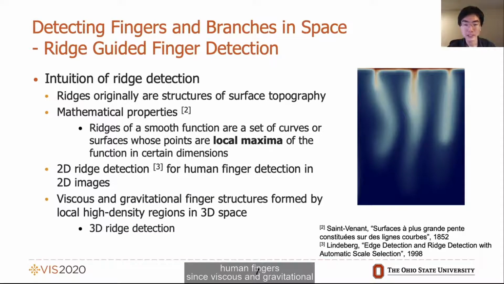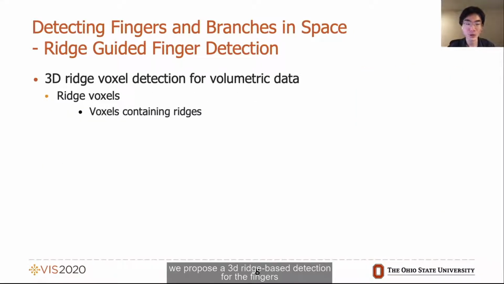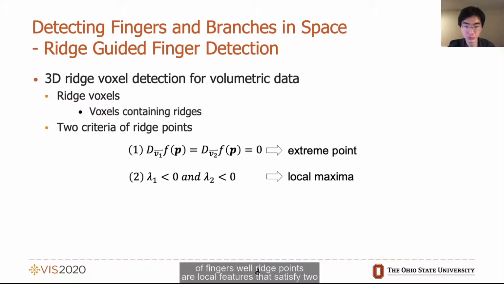Since viscous and gravitational finger structures are local high-density regions in 3D space, we propose a 3D ridge-based detection for the fingers. Rather than detecting ridge lines, we detect ridge fossils, namely the fossils containing ridges. The ridge fossils produce more robust features and capture the branching structures of fingers well.